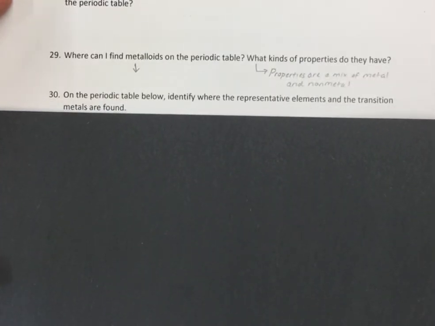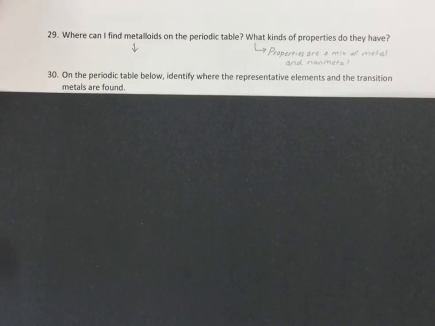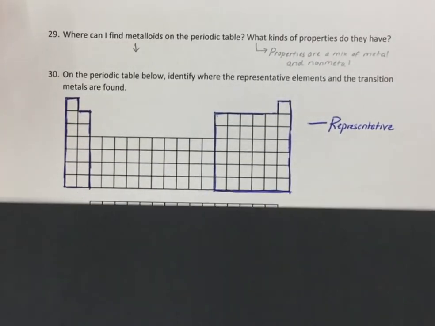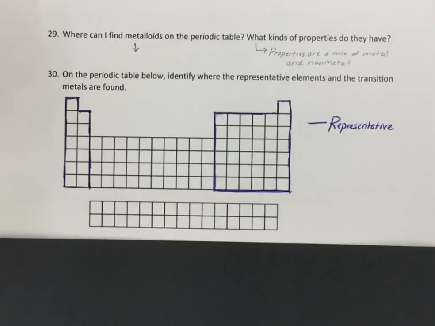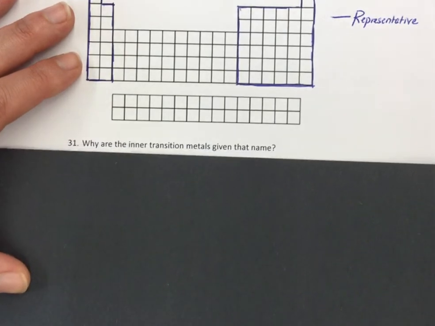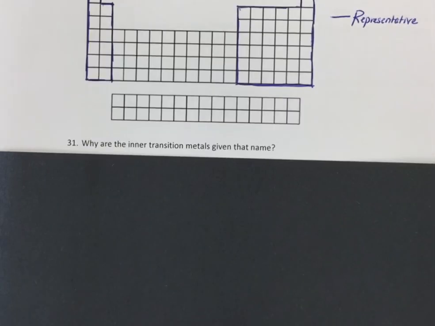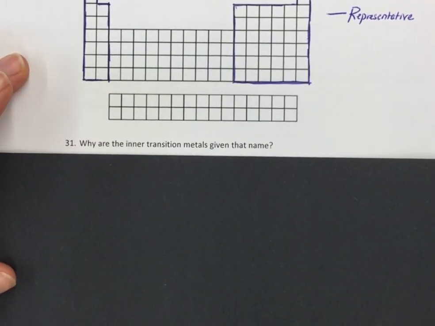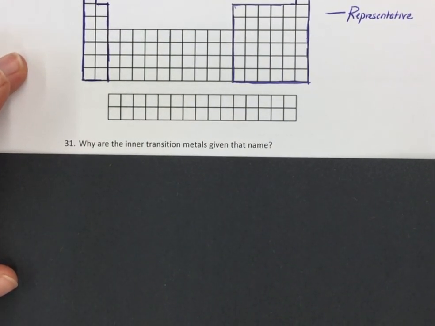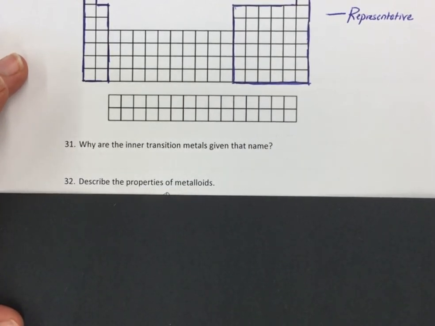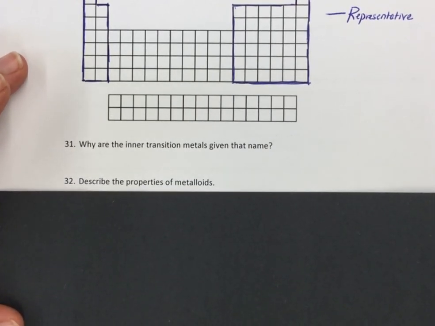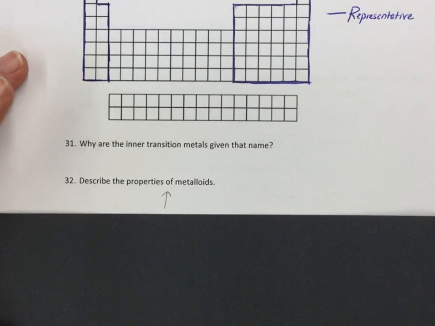And then on this periodic table, we're identifying where the representative elements are and the transition metals. So I put the representative elements in a color, and everything else is transition metal. And then number 31, why are the inner transition metals given that name? I talked about that in the video, so if you do not know, you need to go back and listen to the section 3 video.